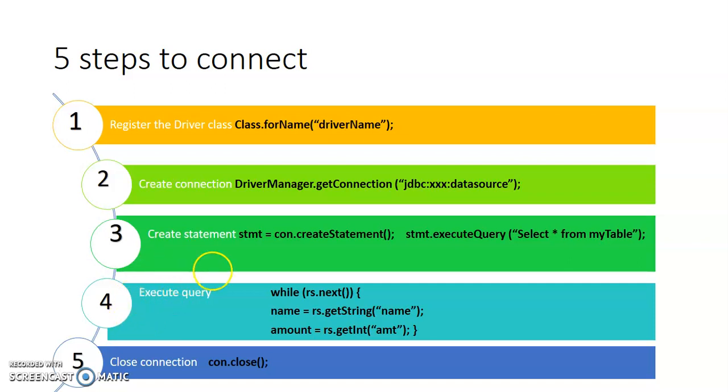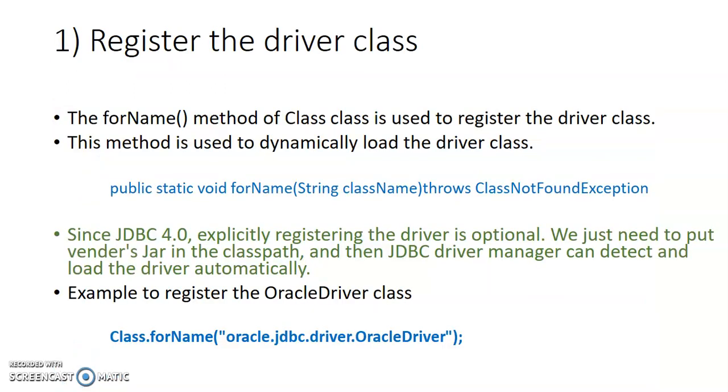The fourth step is to execute that query. When the query reaches the database, the database is going to process and execute it. And the fifth step is to close the connection. Once my job is over, I can close the connection, I can close the road. So these are the 5 crucial steps you will require to connect your Java application to the database. We will see each step in detail now.